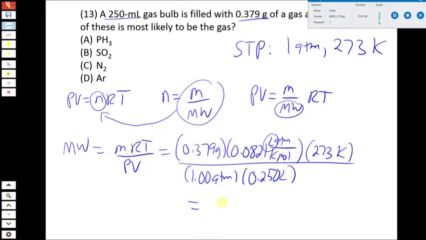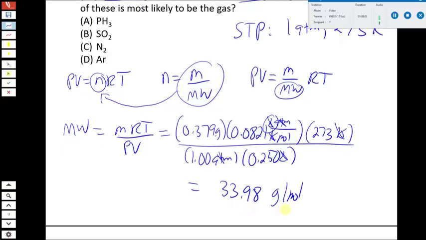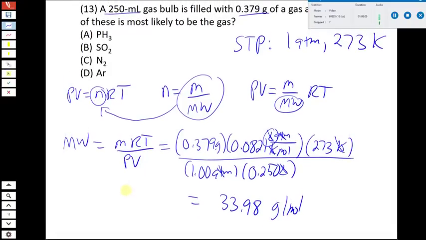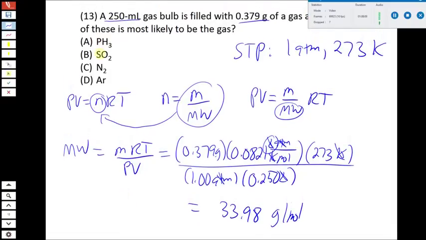And the number that we end up with is 33.98 grams per mole. So this will be in the correct units because we have grams here, we have moles there. Liters cancels, atmospheres cancels, Kelvin cancels. We're left with grams per mole, 33.98. So you don't have to change any of the other units to get to that. So we have to figure out which of these has a molar mass closest to 33.98.